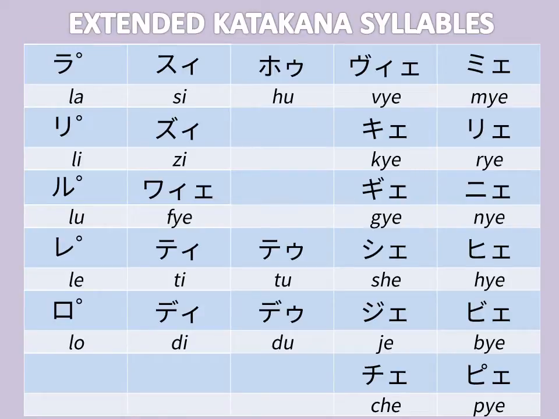Then ri with small a, converting it to rie. Then ni with small a, converting it to nye. Then he with small a, converting it to hie. Then b with small a, converting it to bie, not bai.